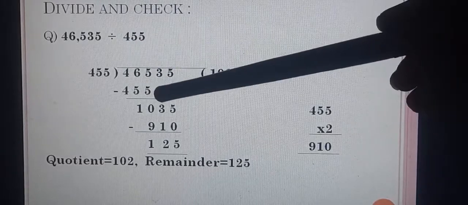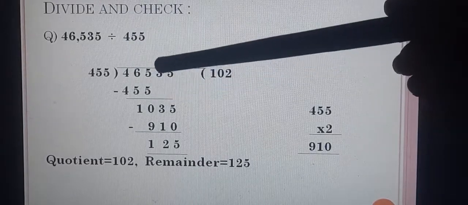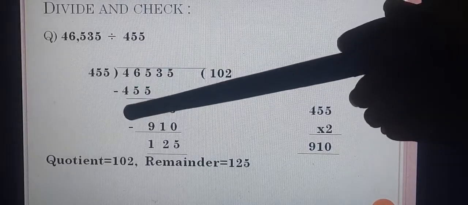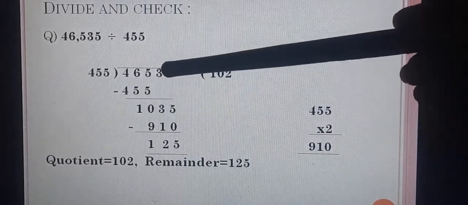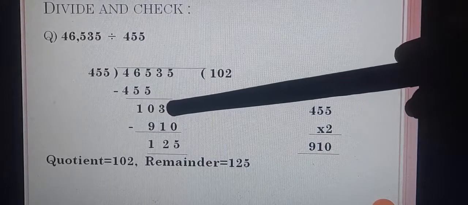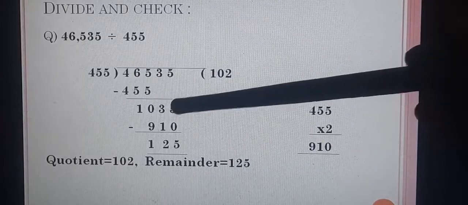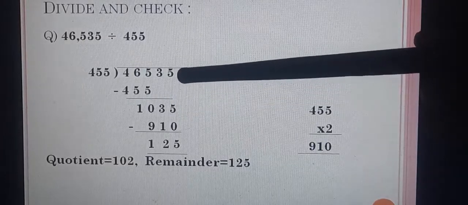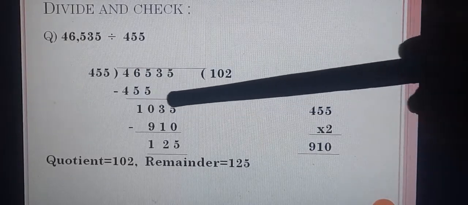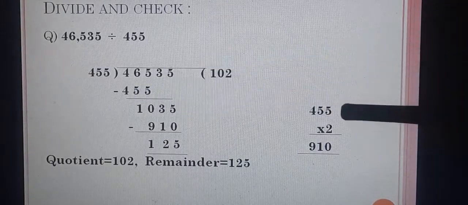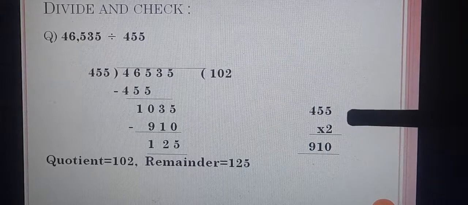455 ones are 455. Now subtract 5 minus 5 0, 6 minus 5 1, 4 minus 4 0. 10 is there. Now we will take 3. Now our dividend has become 103. 103 is less than 455. So put 0 in quotient and take next digit. Now the dividend has become 1035. Right? Now we will check in rough column.